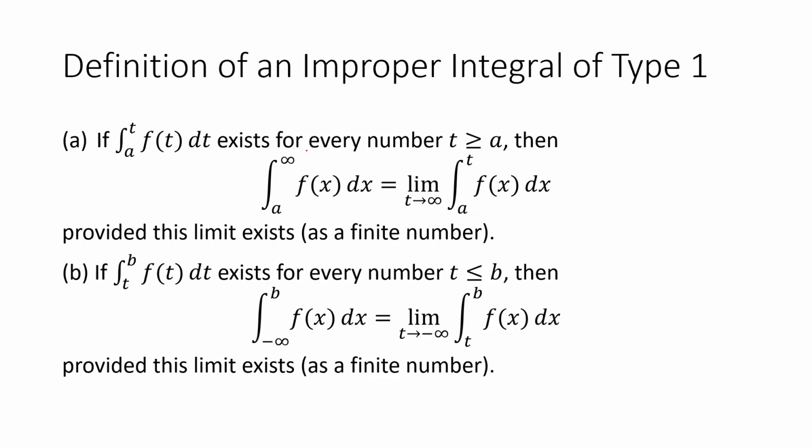So when I put the infinity in the upper limit in this case, what we're really doing is taking a limit as that upper limit approaches infinity.